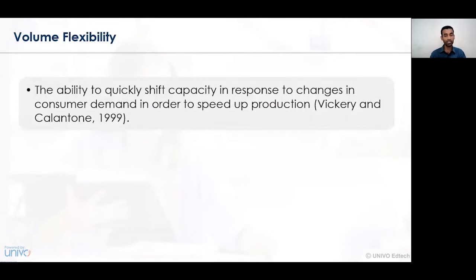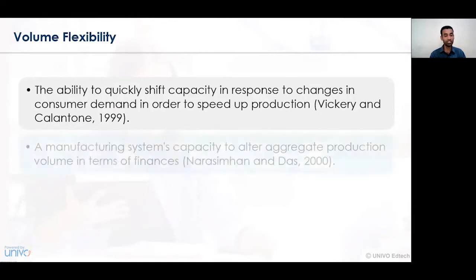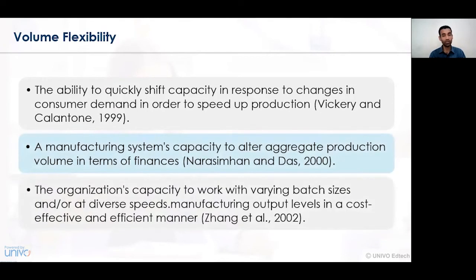Another concept of volume flexibility was given by Vickery and Calantro. It focuses on the concept of capacity in response to changes in the consumer demand. So as and when the demand for a certain product changes, accordingly the production activity should be sped up and the production should be done at a faster stage.